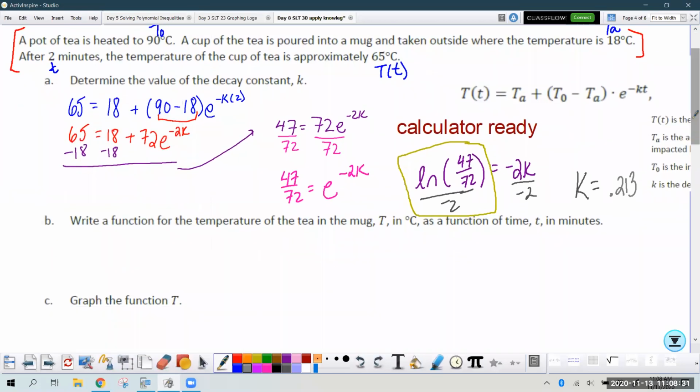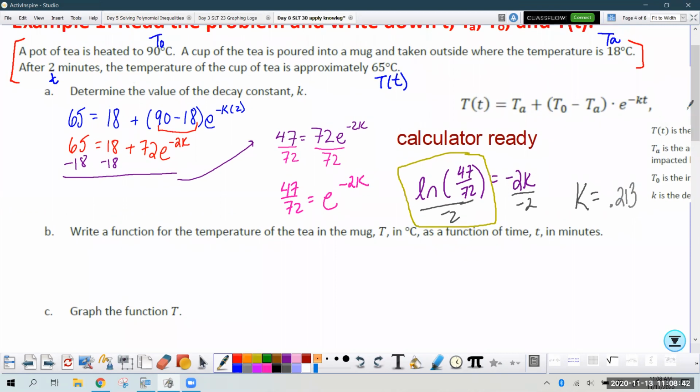All right. Part B says write a function in t minutes. So now that I have k, we're going to go back with all our pieces up here, and we're going to fill in the equation, leaving t as the variable. So temperature over time was the ambient temperature plus, and now we already did this 90 minus 18, so we're going to simplify that to the 72, e to the negative 0.213 t.